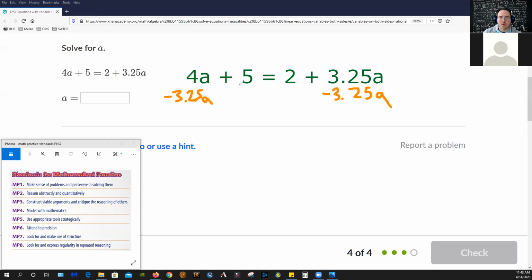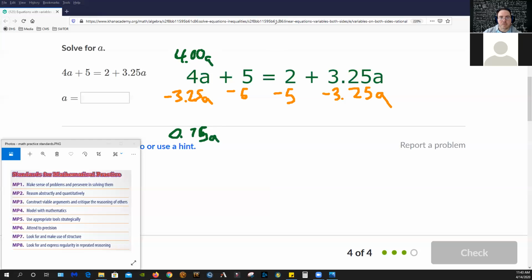I will also, because I want to get the constants over on one side, go ahead and take away 5 from both sides. That way, all the constants, those are the numbers without coefficients or letters, are going to be all together. So what you end up with, 4 minus 3.25, that's the same as 4.00a minus 3.25a. So we're going to end up with 0.75a. It's a 5, I promise.